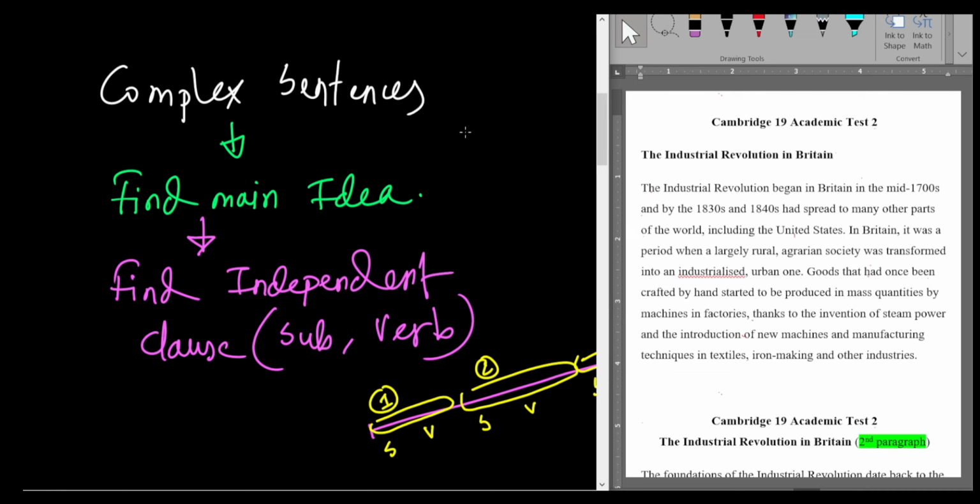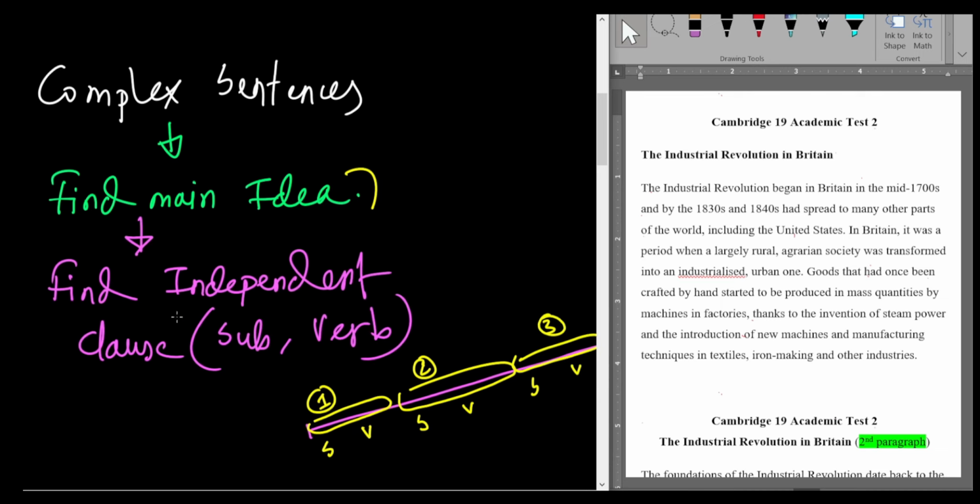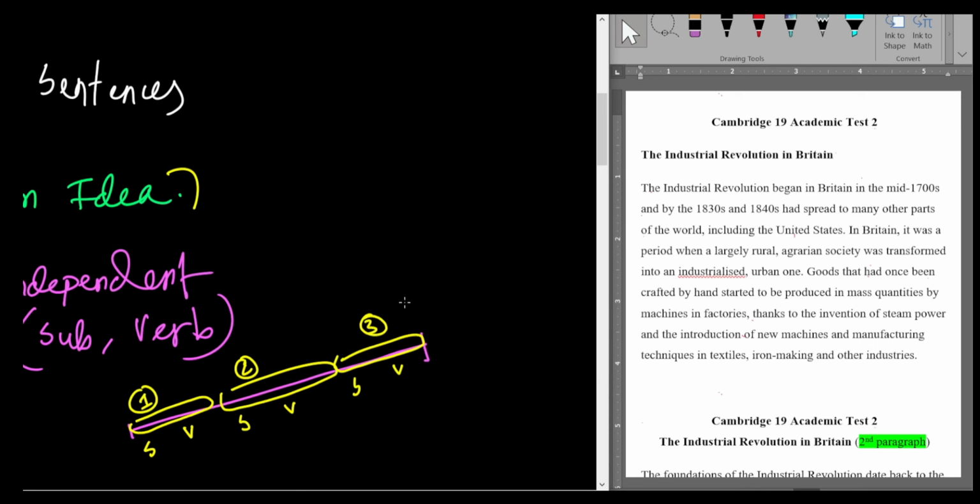Okay, we will face those complex sentences, and we will try to find the main idea of each one. To find the main idea, we will find the independent clause. In this graph there are three clauses: part 1 or clause 1, part 2 or clause 2, and part 3 or clause 3. But which one is the main, the independent clause? How will we understand this?